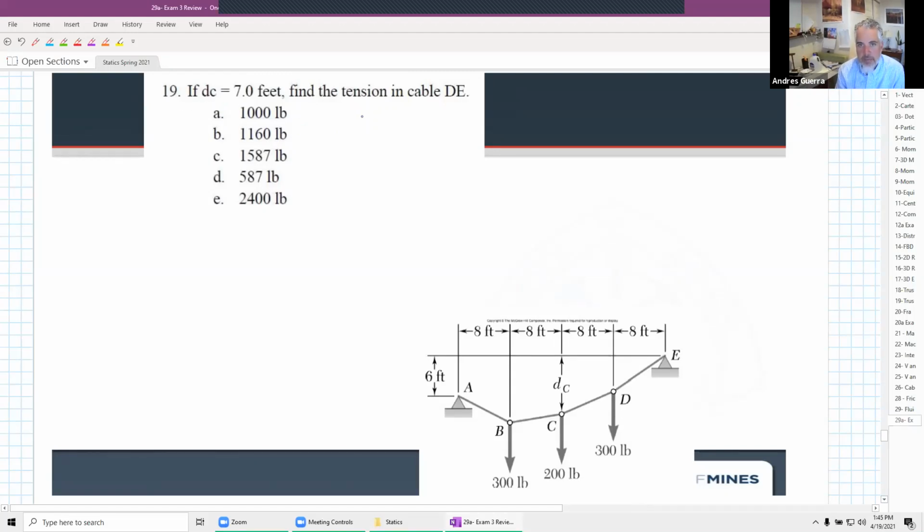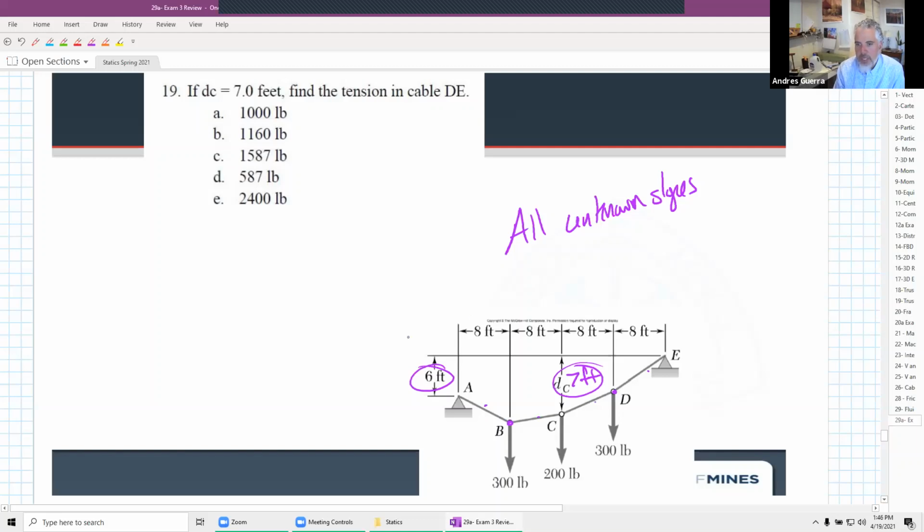Okay, in this one, DC is 7 feet. Find the tension in cable D to E. DC is equal to 7 feet, and we have all these known loads. We did an example problem like this in class, at least we started it. You had them like this on the homework, where there are no known slopes. These are all unknown slopes, based on what they gave us. They gave us the 7 feet and they gave us that 6 feet. That means, because there's an extra point in between all the known dimensions, I don't know what the slope of A to B is. I don't know A to C, C to D, or D to E.